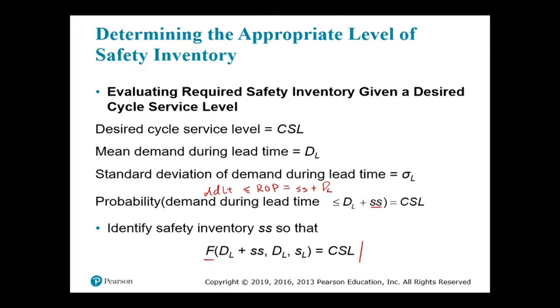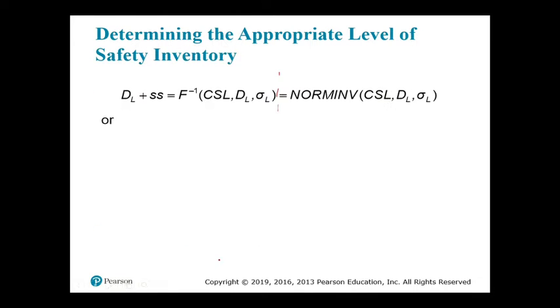So F inverse, the inverse function of F on the left side, and then the inverse function of F on the right side as well. So on the left side, these two will cancel out. What we end up with is just DL plus SS. And on the right-hand side, we have the inverse demand function with input of CSL.